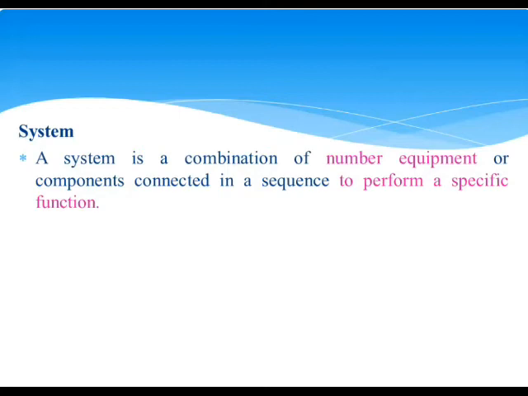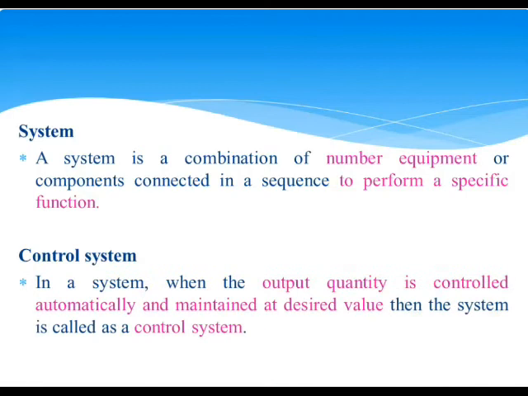The first one is, we have to understand what is a system. A system is a combination of number of equipments or components connected in a sequence to perform a specific function. What is control system? In a system, when the output quantity is controlled automatically and maintained at desired value, then the system is called as control system, which means that we are going to control the output quantity and we are going to maintain it at the desired value.